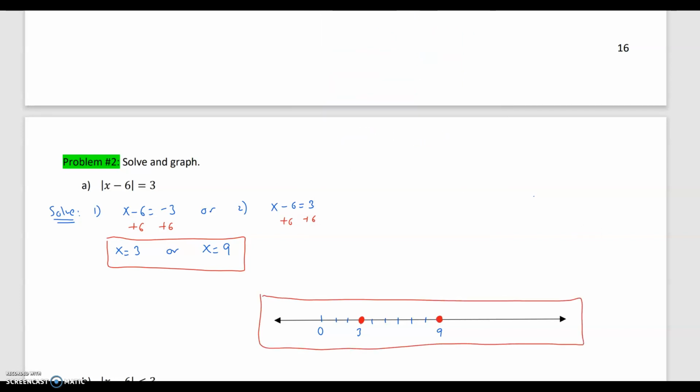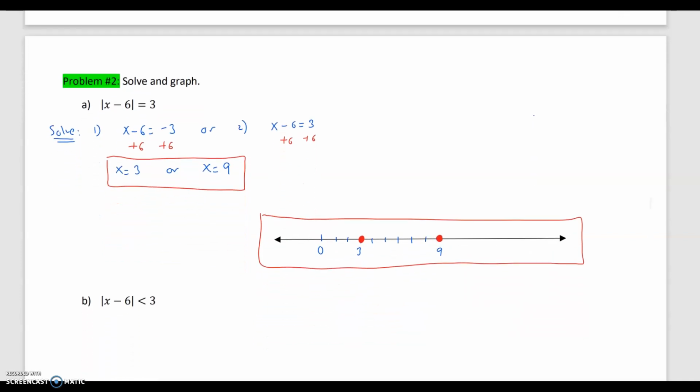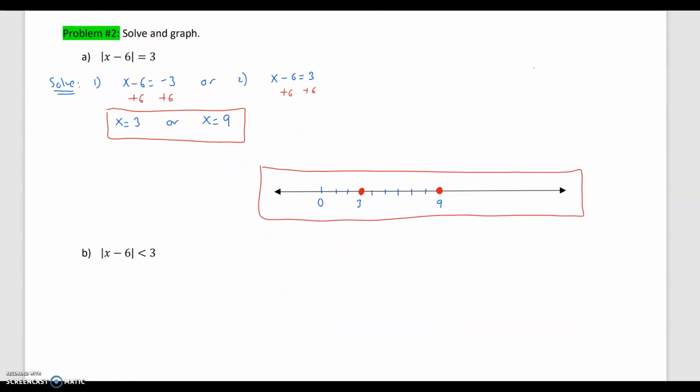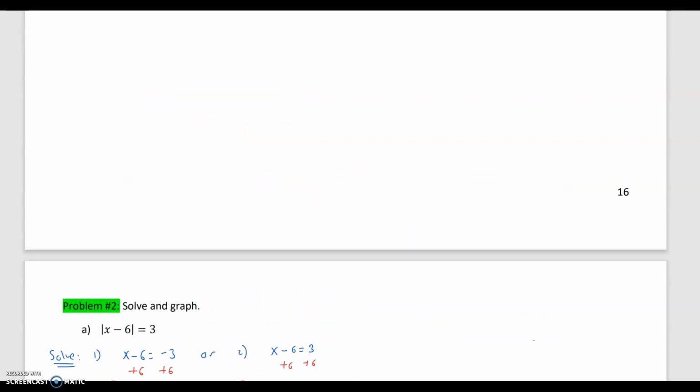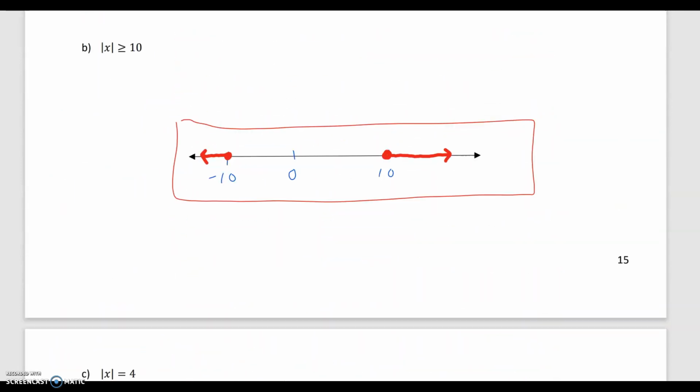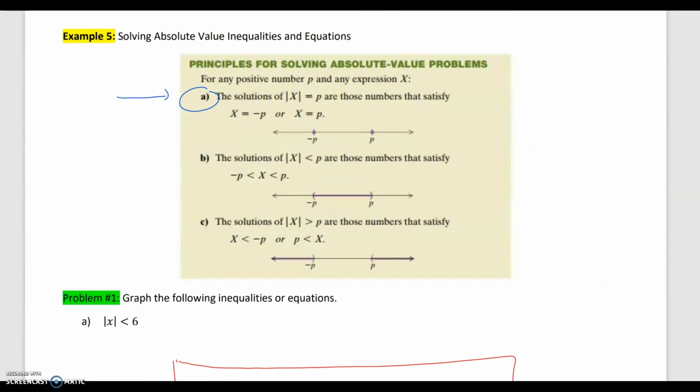So absolute value equations, they could have up to two solutions. The reason I'm saying up to two is because some of these may not actually work. Let's take a look at problem B. And notice that problem B, it's an inequality that's bounded with 3. So in this case, it's going to be a less than. And this is going to be scenario B.